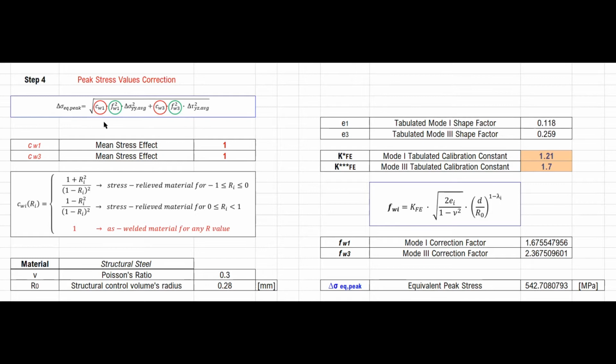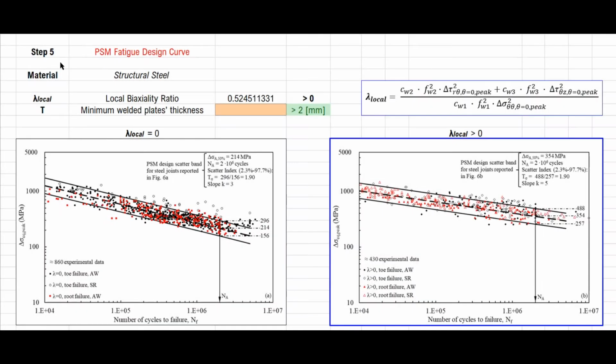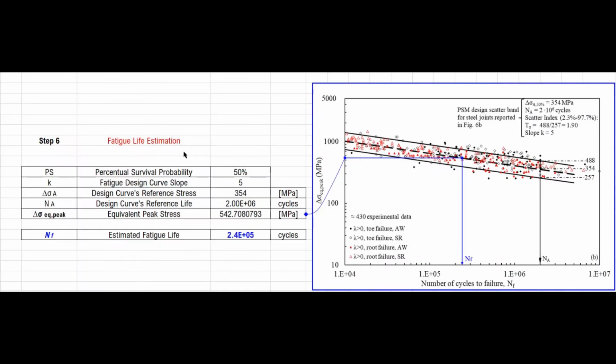Now, the equivalent peak stress can be calculated by introducing some correction factors. C_w terms equal 1 when considering as-welded joints, while f_w includes material properties, shape factors, and peak stress method calibration constants. Therefore, the equivalent peak stress can now be calculated, and also the local biaxiality ratio can be defined, and the minimum plate or tube thickness can be checked, and then the proper fatigue design curve can be selected.